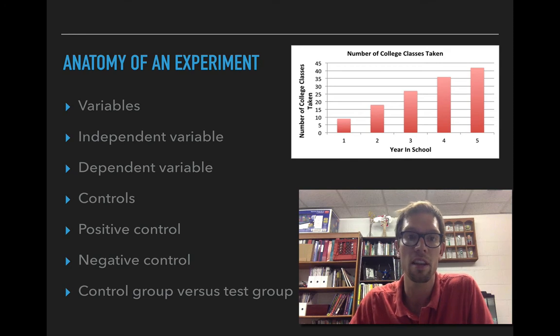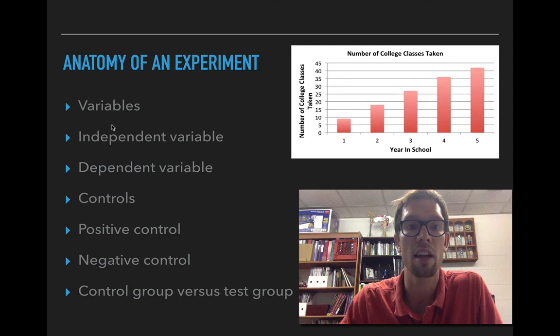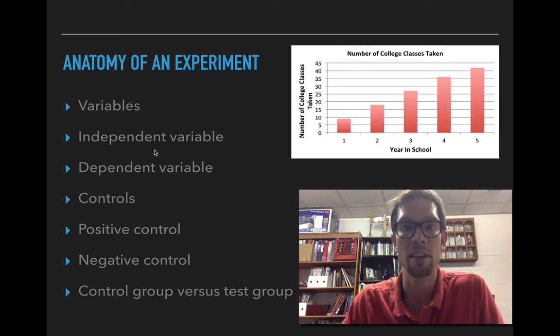So there are a lot of different things that can come up with an experiment. And a lot of these things are variables. So variables are anything in an experiment that could possibly vary. There's two important variables that you want to pay attention to. One is the independent variable, and the other is the dependent variable. Now, the independent variable is going to be the thing that I, as an individual, change, whereas the dependent variable is going to change depending on the independent variable. So if the independent variable has an effect on the dependent variable, it will change.